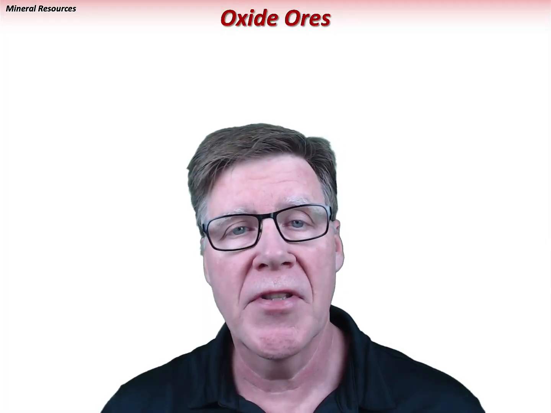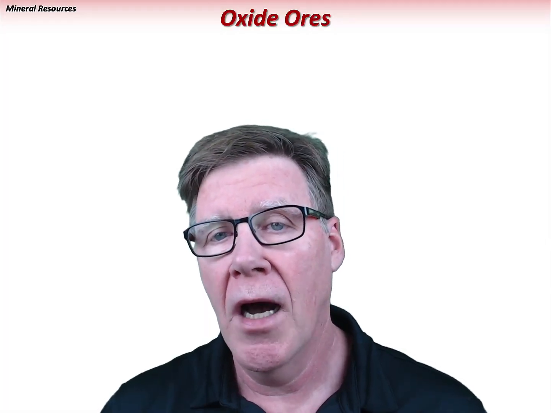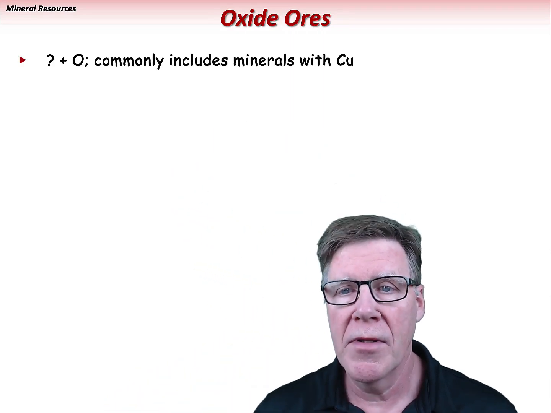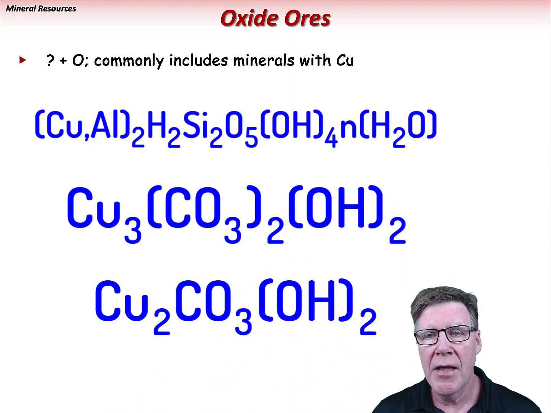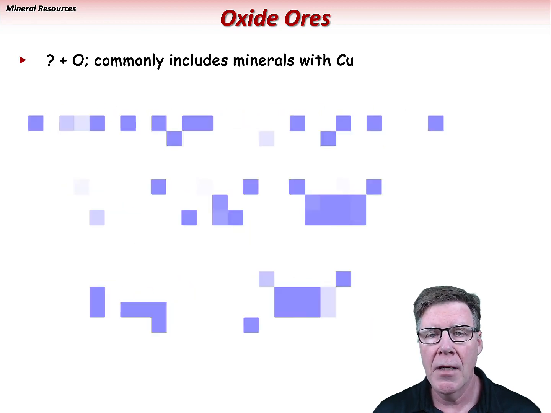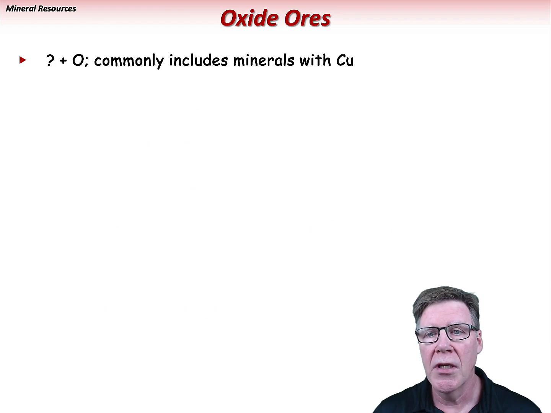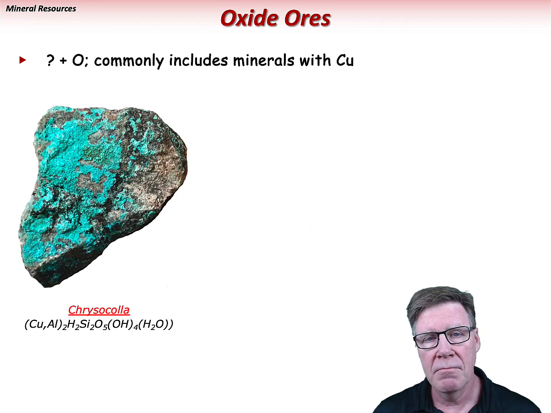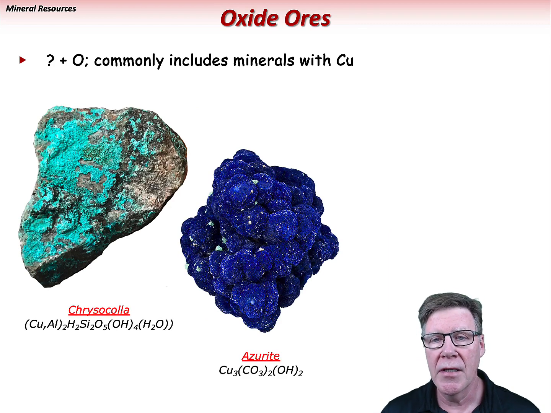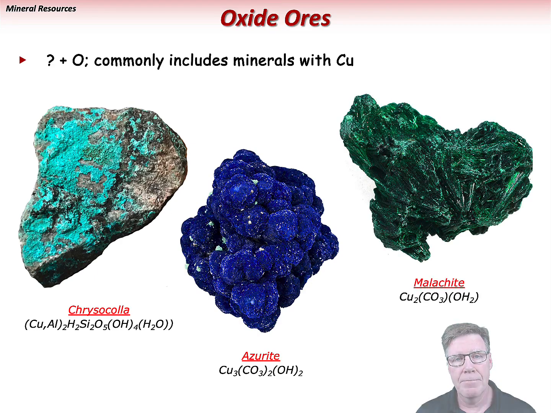Oxide ores are those that most commonly have minerals that combine oxygen with copper. These ore minerals have chemical formulae that are typically more complex than those of the sulfide ore minerals. Common oxide ore minerals include the blue-green colored chrysocolla, dark blue-colored azurite, and green-colored malachite.